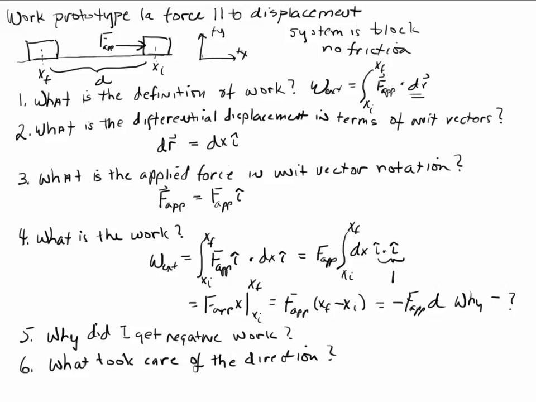What took care of the direction aspect in this? Notice that the integration is from xi to xf, and that xf is less than xi, which means that xf minus xi will be smaller than 0. It'll be a negative number.